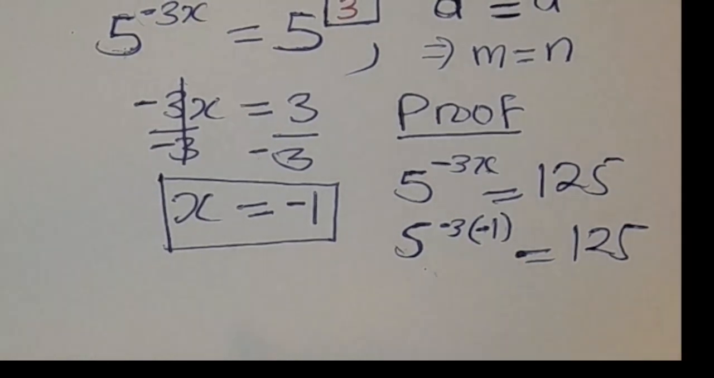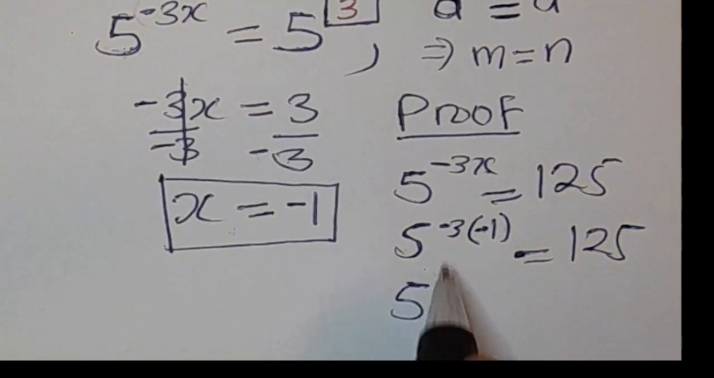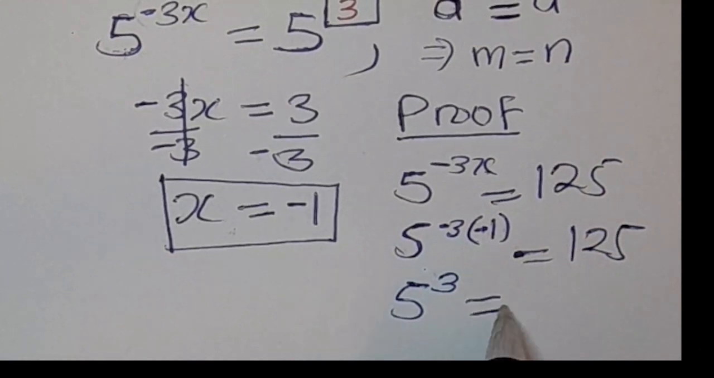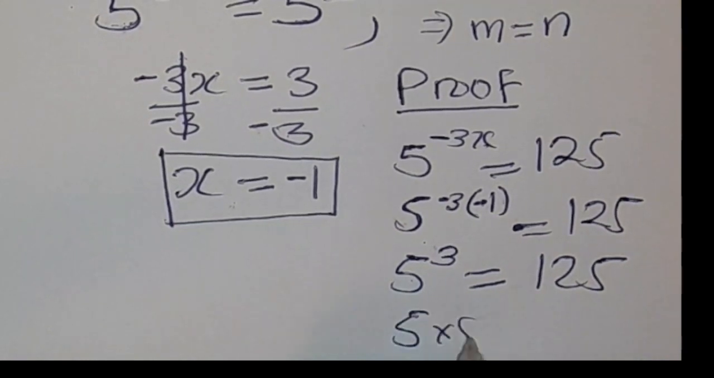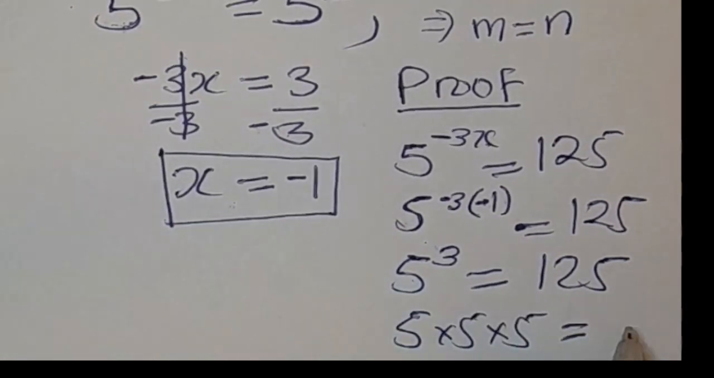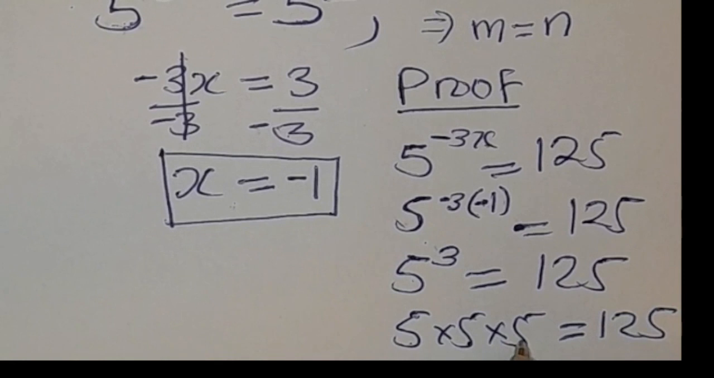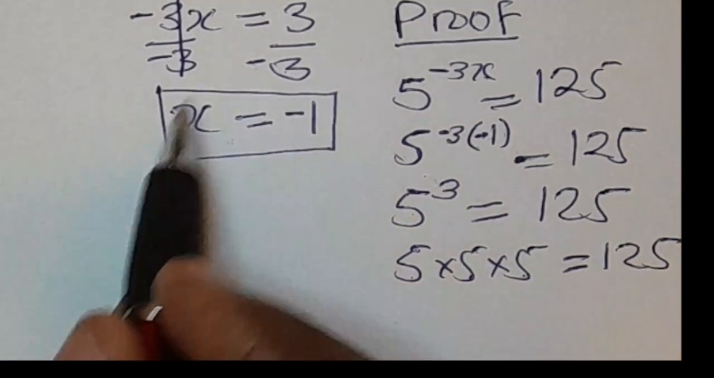But in an exam, you don't need to do this. We're just proving this so that you see if really x is negative 1. So we're going to have 5 to the power negative 3 times negative 1, and negative times negative is positive 3. So 5 to the power 3 is the same as 5 times 5 times 5, and this gives 125. 5 times 5 is 25, times 5 is 125. So truly, this value here is correct.